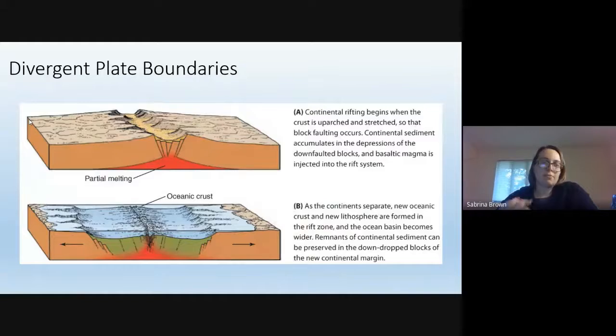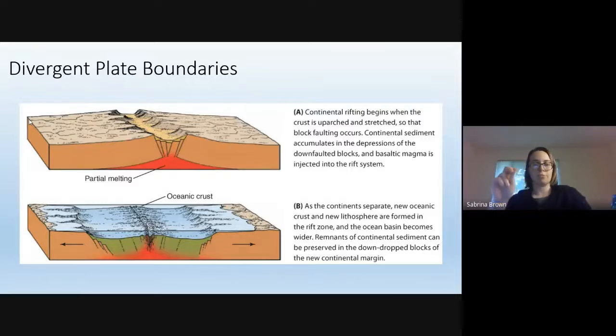So we have two main types of divergent plate boundaries. We can have divergence of plates on continents, and we call those continental rifting zones. And then once we have enough of that continental rifting, we create a new ocean basin, and then we have oceanic plates moving away from each other.